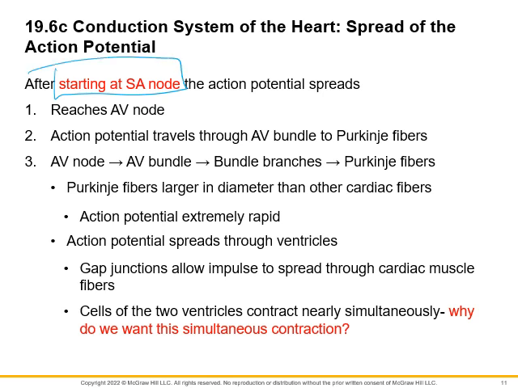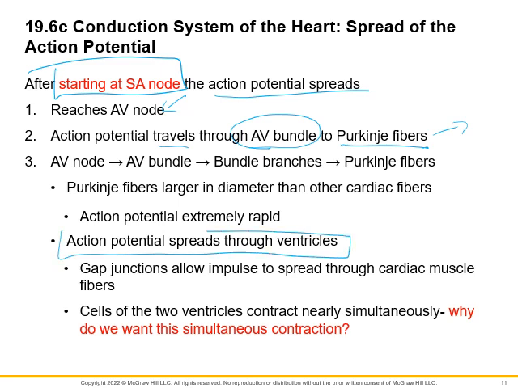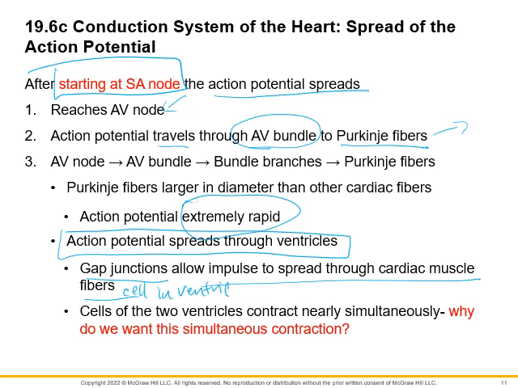Starting at the SA node, the action potential is going to spread to the AV node. The action potential travels through that AV bundle to the Purkinje fibers, and remember those Purkinje fibers are in the ventricles. So the action potential spreads through the ventricles very rapidly, and gap junctions allow the impulses to spread through the cardiac muscle fiber cells in the ventricles. Remember, these are communication channels. This allows for the two ventricles to contract almost at the same time.